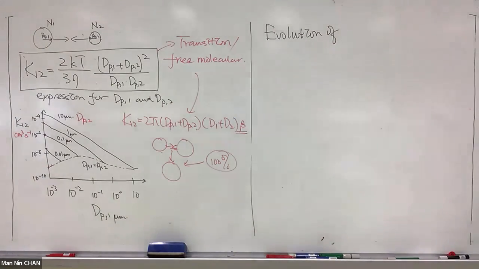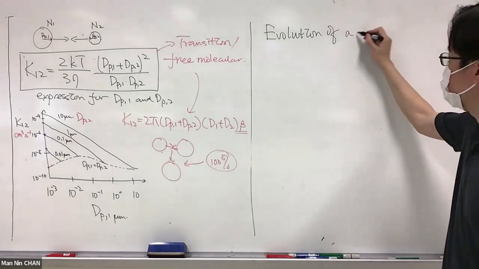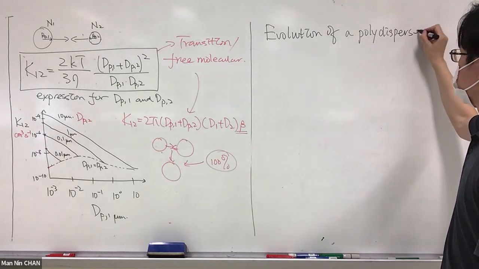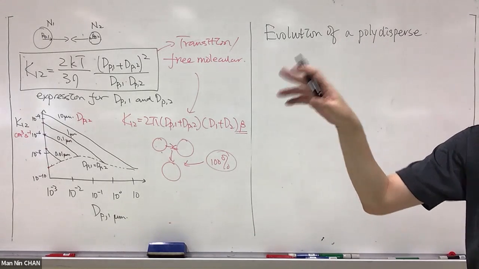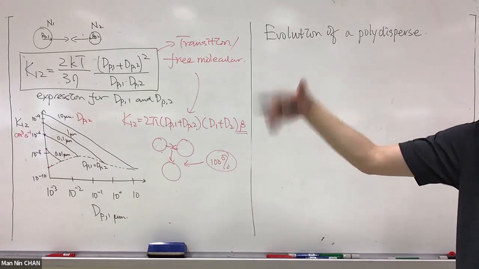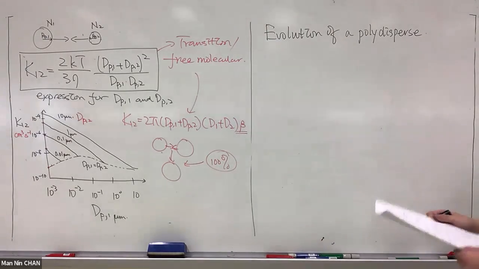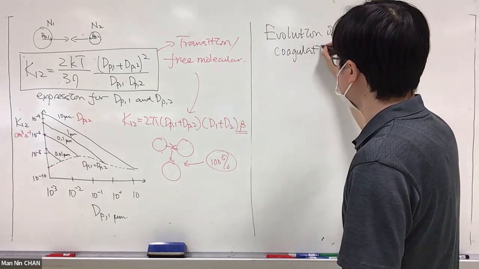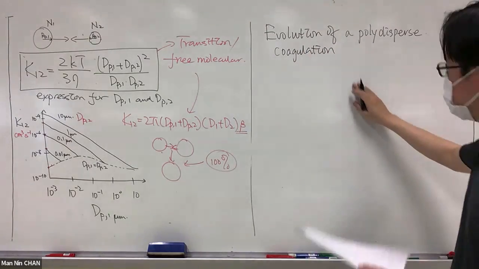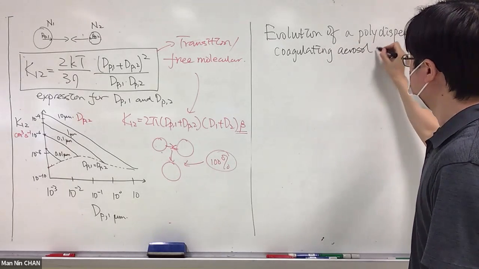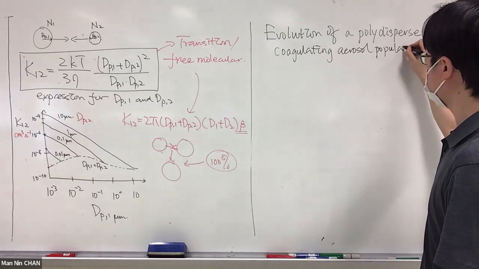Say if you have particles with different sizes, that means we are talking about the evolution of a polydisperse population. Polydisperse means that you don't have particles with a single size, so you have particles with different sizes, right? You have a distribution. And then if you allow coagulation, you're looking at the aerosol population.